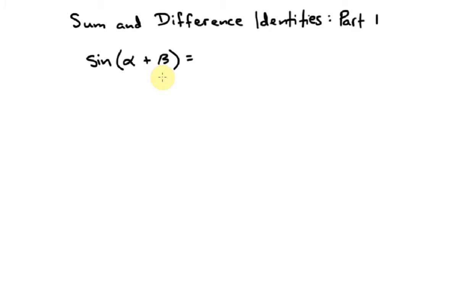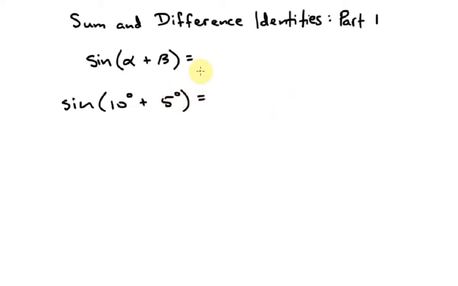So this means, say you had sine of 10 degrees plus 5 degrees. That's what we're talking about here. How can we expand out this business here? I know it's the same as sine of 15 degrees, but is there a way I can expand this out? Well, there is.